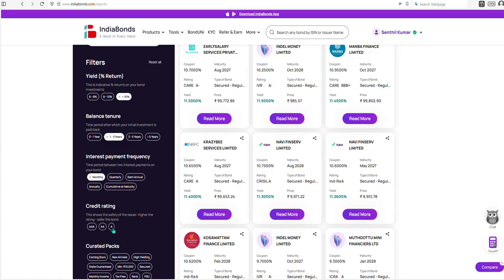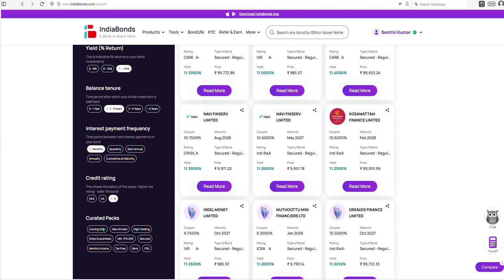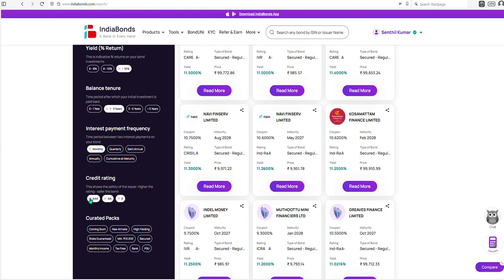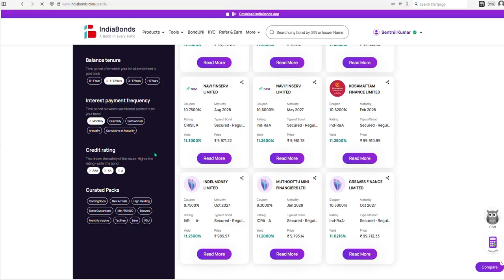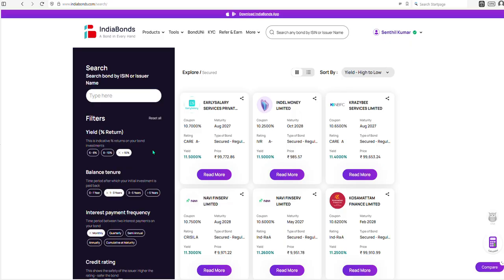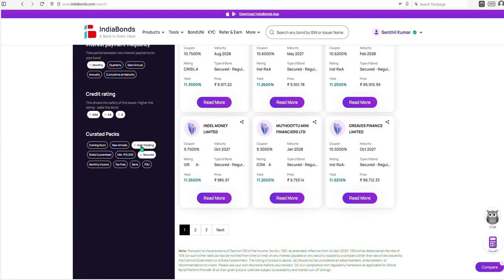So monthly payout. And also I go for a credit rating of minimum A, and for the screening purpose, you can keep selecting double A, then triple A also. Okay. And the next one is we need a secured bond, and also it's a high yielding bond.